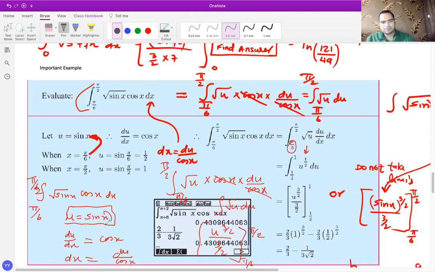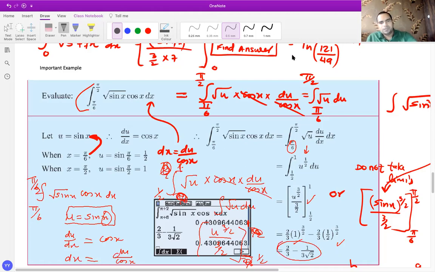So if I take x as pi by 6, we all know that sine pi by 6 is going to be half. And similarly, sine pi by 2 is 1. So this limit, instead of pi by 6 to pi by 2, you change it to half and 1. So once I do that, the final integral is, if I put half and 1, what we got for the integral: if I put 1 here, you get this, and then I put a half here, you get this. So this is one way to evaluate the integral.